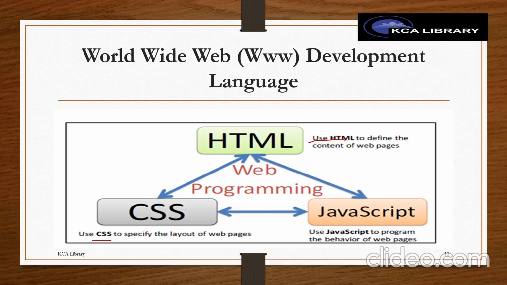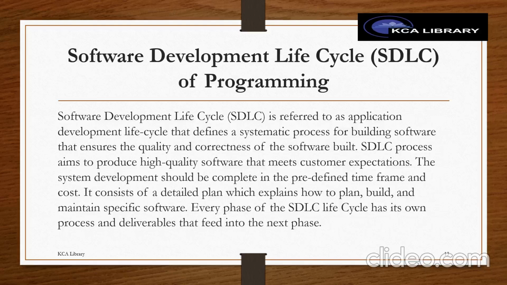So we also have JavaScript. JavaScript is a program used to change the behavior of a web page. It can be dynamic, so it helps features appear on the web page. So let us look at the most important concept in programming, which is the software development life cycle. These are the processes the development goes through. Once you develop software, you have to go through this kind of life cycle.